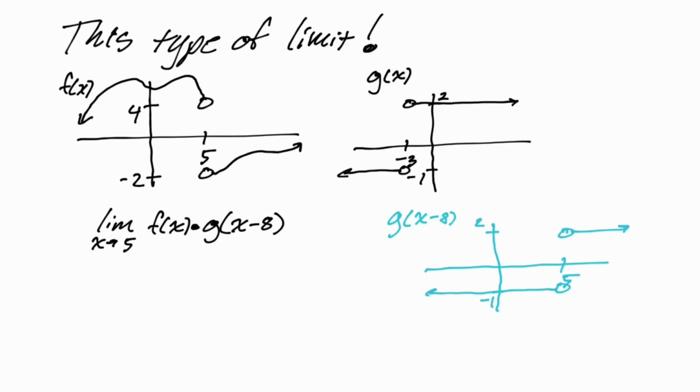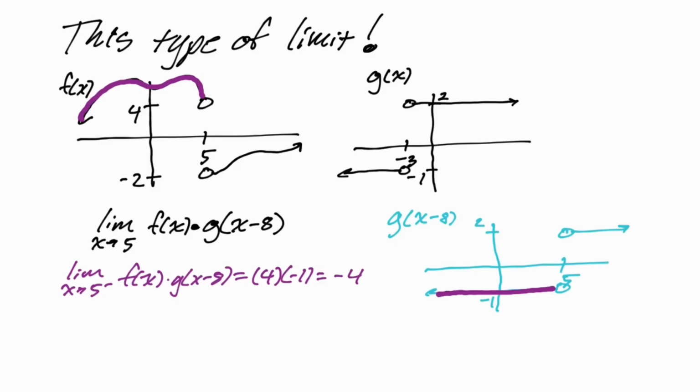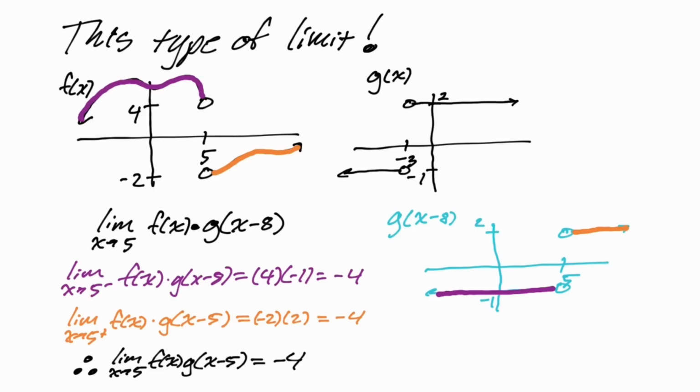So now we're going to break this down into a limit from the left and a limit from the right. So the limit from the left is going to be, look on the graph of f and approach from the left, we definitely get 4. On the graph of g of x minus 8, as we approach 5 from the left, we definitely get -1. So we get 4 times -1, -4. Now we're going to do the same thing from the right. So f of x from the right, we definitely get -2. G of x, as x approaches 5 from the right, we definitely get +2. And -2 times +2 is -4, which means this limit does exist.